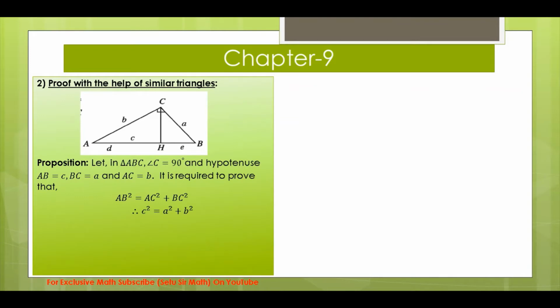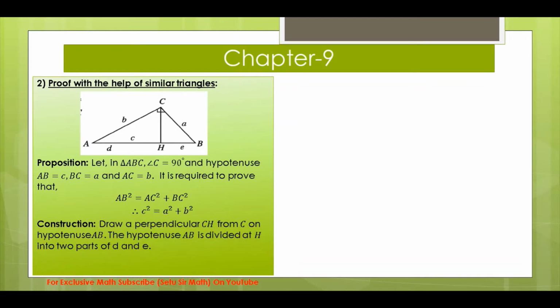Again I am saying the proposition: let in triangle ABC angle C equals 90 degrees. So obviously the opposite side is the hypotenuse. So hypotenuse AB equals c, and the other two sides BC equals a and AC equals b. It is required to prove that AB square equals AC square plus BC square. Therefore, c square equals a square plus b square.